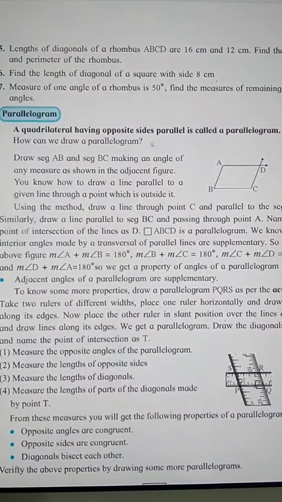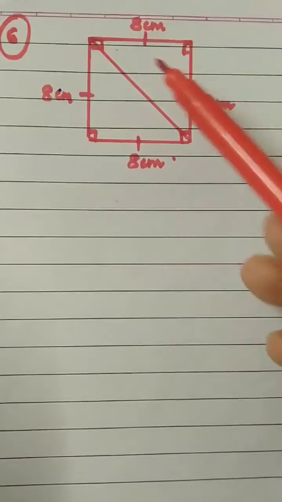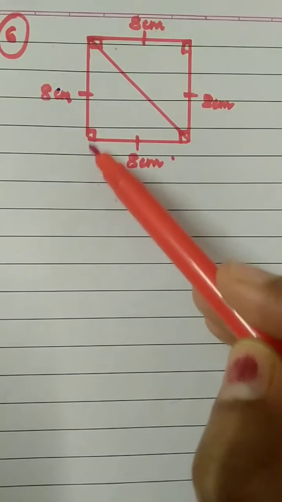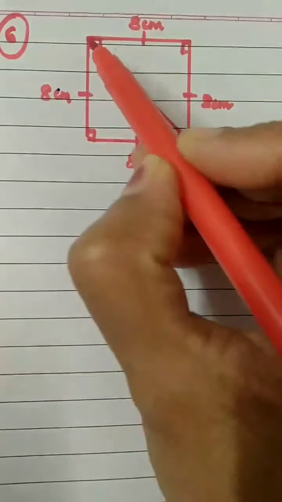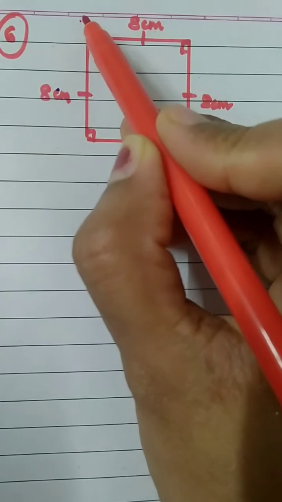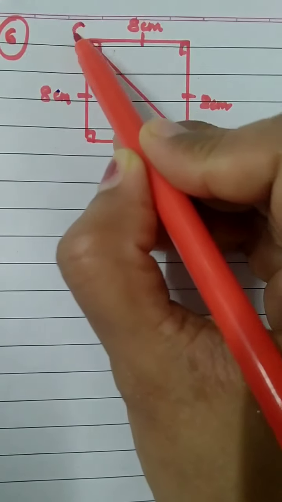Draw the figure. So as you can see, I have drawn a square, shown all the angles 90 degree, all the sides congruent. We will name this square as, okay, let us name it as CORO.